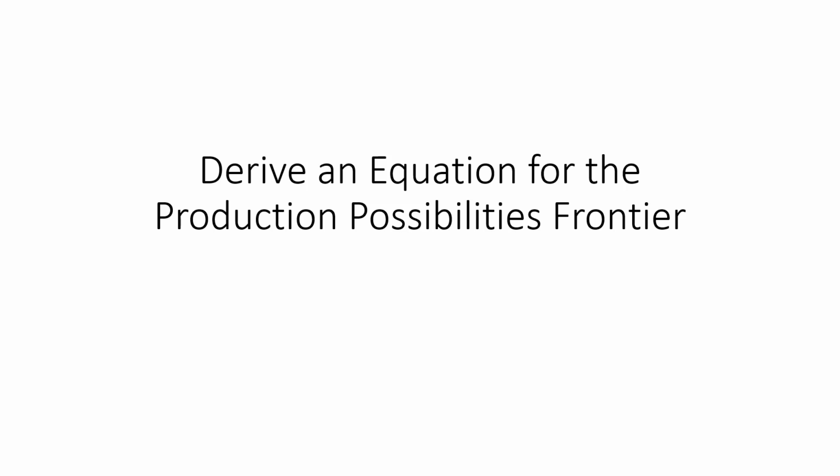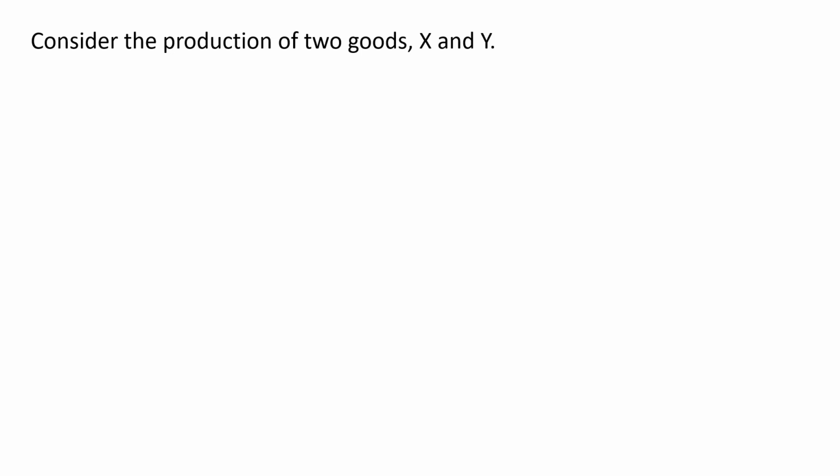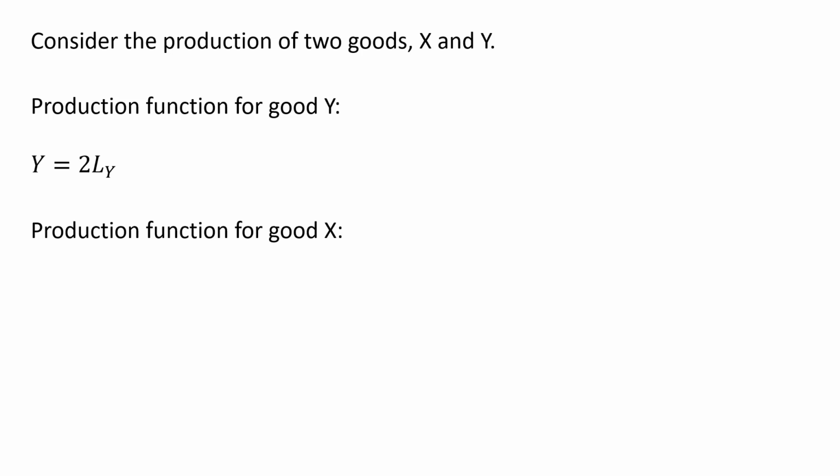Hello, in this video we're going to derive an equation for the production possibilities frontier. Consider the production of two goods, good X and good Y. The production function for good Y is given as follows: Y equals 2 times L, where L is units of labor. And the production function for good X is given by X equals the square root of labor.